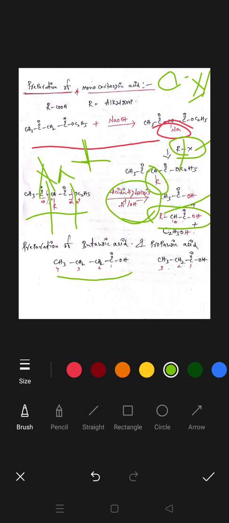For example, if you prepare butanoic acid or propanoic acid, in place of R in butanoic acid we take the ethyl group. In propanoic acid we substitute a methyl group. That means we take ethyl halide to prepare butanoic acid, and methyl group is substituted to prepare propanoic acid. This way we are preparing many carboxylic acid compounds.